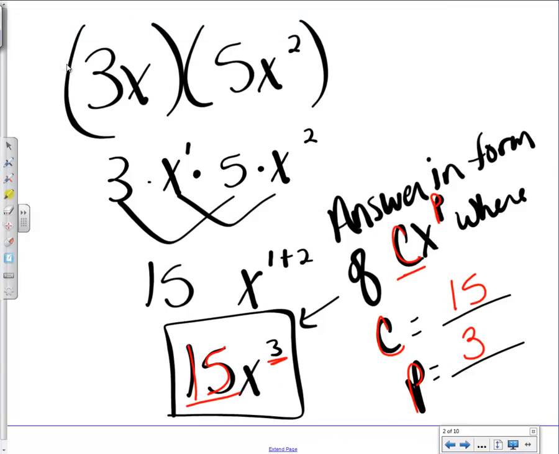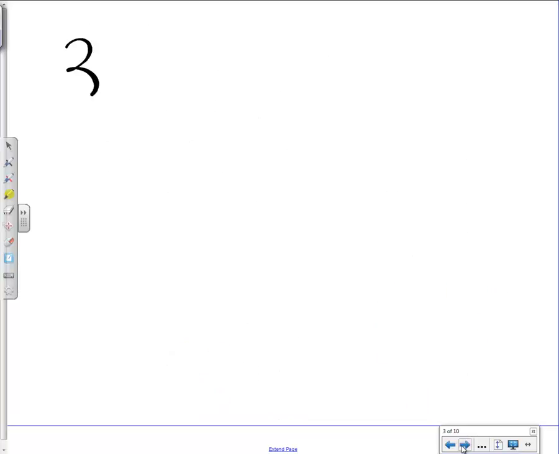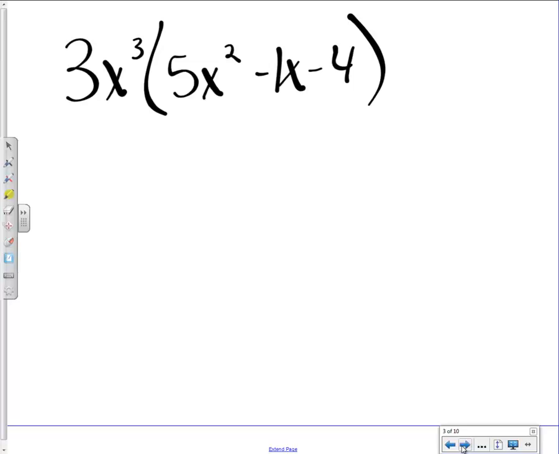Okay, let's look at a distribution problem. This 3x to the 3rd is outside of the parentheses. There is no add or subtract sign between that term and the parentheses, which means it's going to be multiplied in times every piece or every term inside. Some of you tried to do this earlier and you were only multiplying it times the first term, okay? And you were getting your problems wrong on your last unit test. This 3x to the 3rd goes to everything, all 3 terms inside.